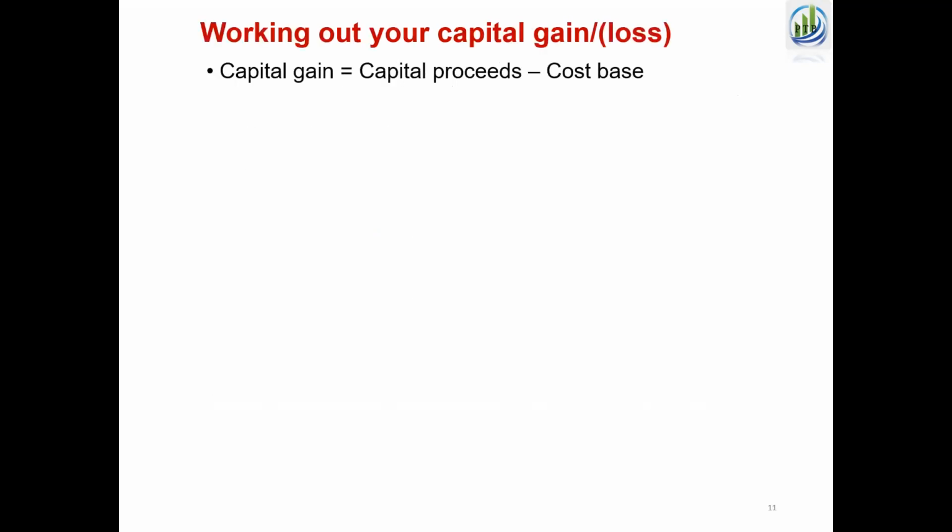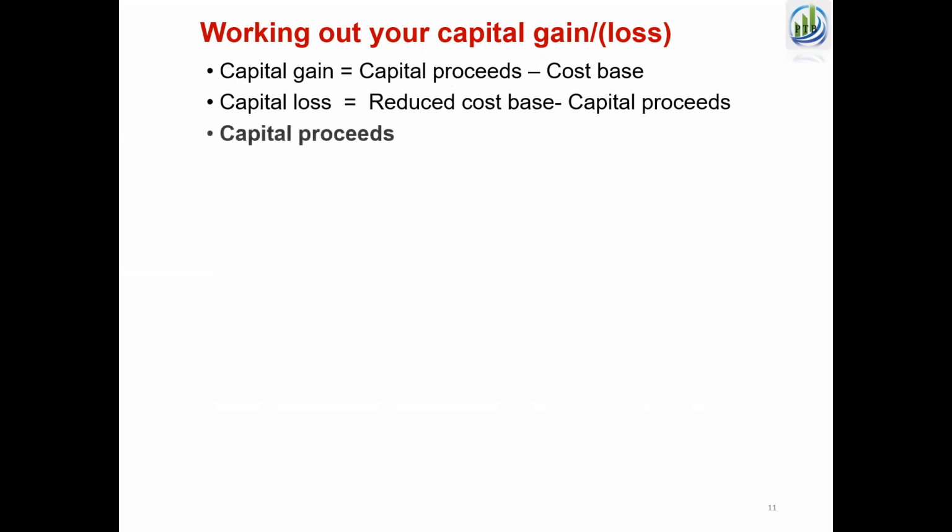Now, how are we going to work it out? The capital gain equals capital proceeds minus cost base. For a capital loss, we use the term reduced cost base. With the reduced cost base, you can see the capital proceeds on the other side, because of the minus number. We always call a capital loss a positive number, but we calculate cost minus proceeds, right?